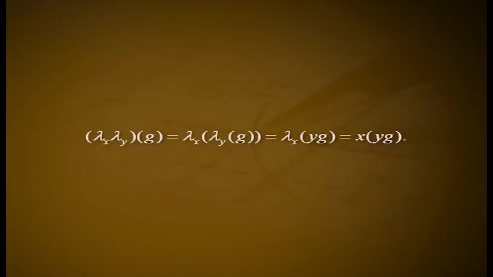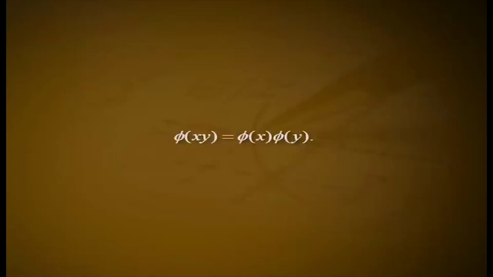It remains only to show that phi of xy is equal to phi of x into phi of y. That is, that lambda xy is equal to lambda x into lambda y. Now, for any g in G, we have lambda xy of g is equal to xy g. Also, lambda x lambda y of g is equal to lambda x of lambda y of g, which is equal to lambda x of yg, which is equal to x into yg. Thus, by associativity, lambda xy is equal to lambda x into lambda y. Hence, phi of xy is equal to phi of x into phi of y.